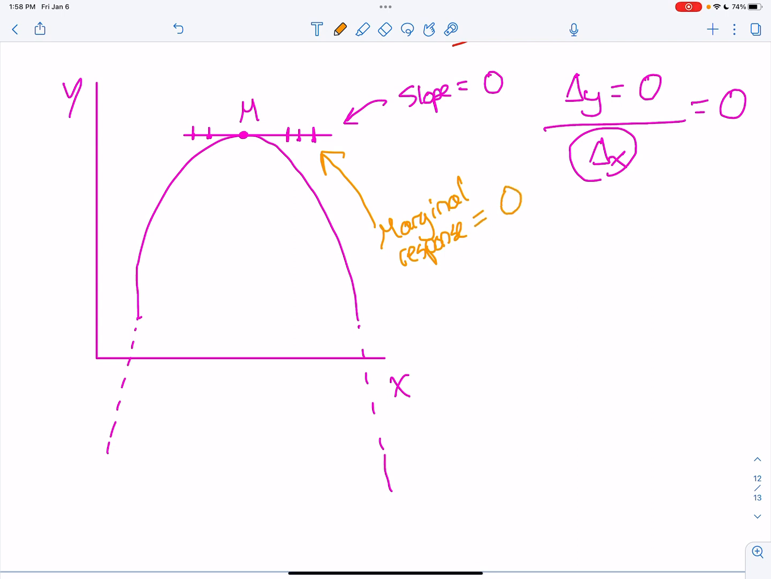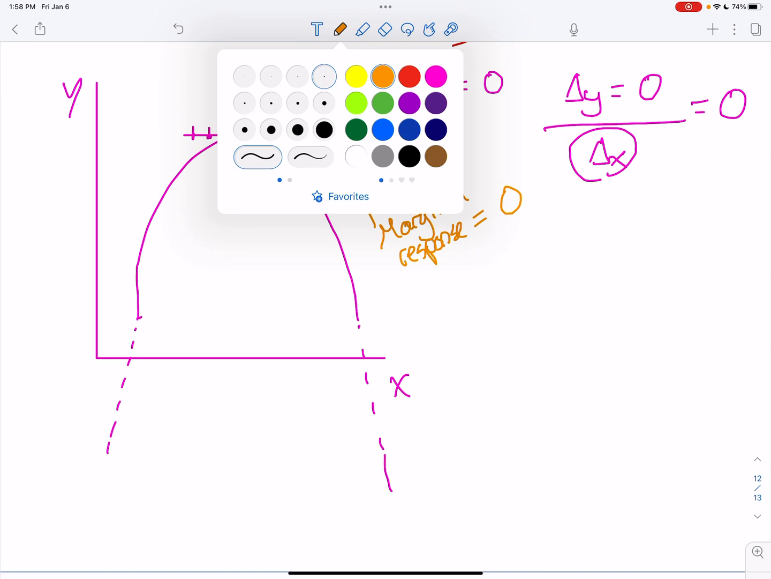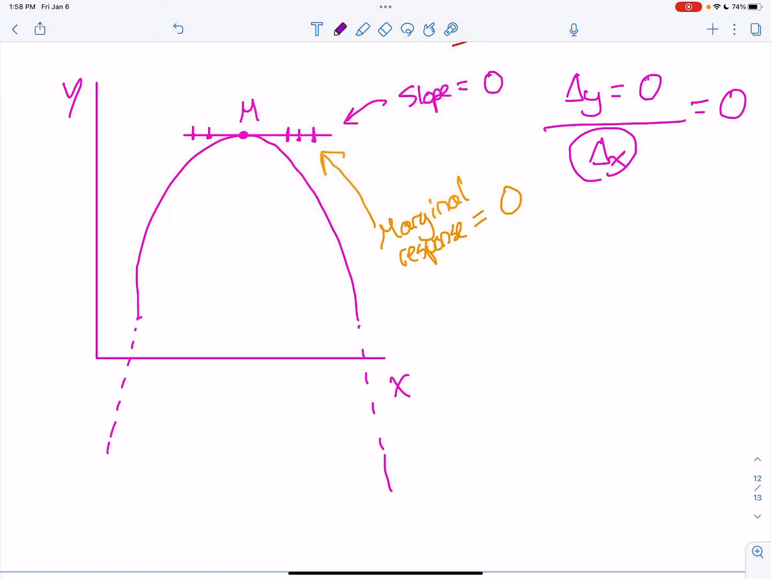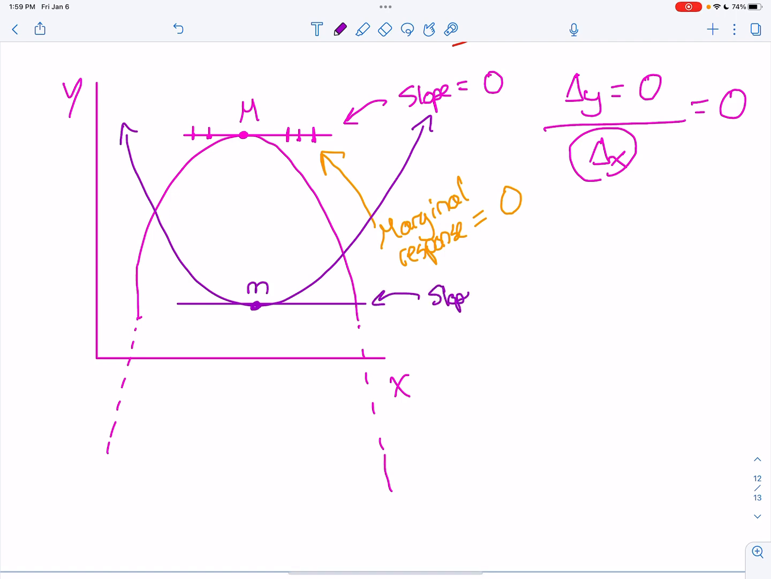Okay? And we could say the same thing about a function with a minimum. Okay? If we drew a function like this that sort of went on forever in those two directions, and we drew the tangent line to point small m as the minimum, we would essentially get another horizontal line, right? Whose slope would also be 0. So therefore, the marginal response would once again be equal to 0.